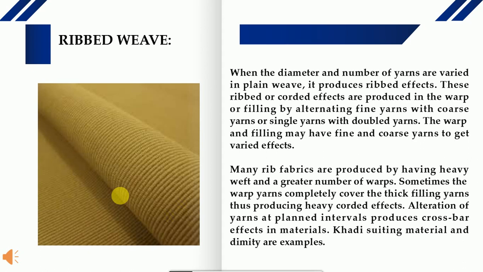Many rib fabrics are produced by having heavy weft and a greater number of warps. Sometimes the warp yarns completely cover the thick filling yarns, thus producing heavy corded effects. Alteration of yarns at planned intervals produces crossbar effects in materials. Khadi suiting material and dimity are examples.